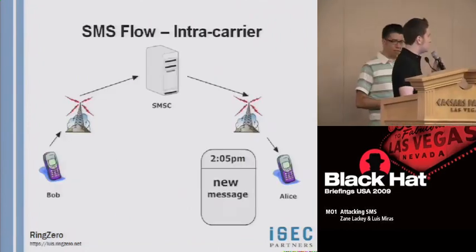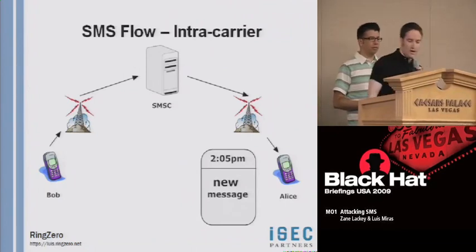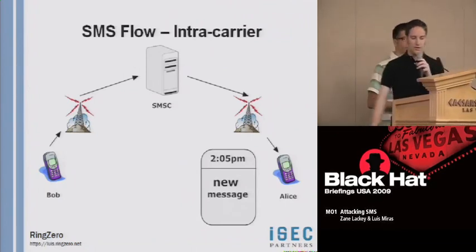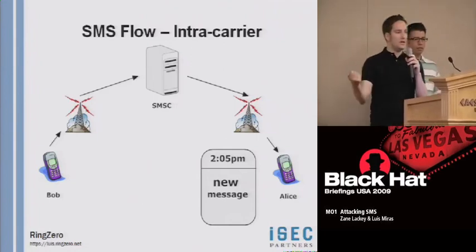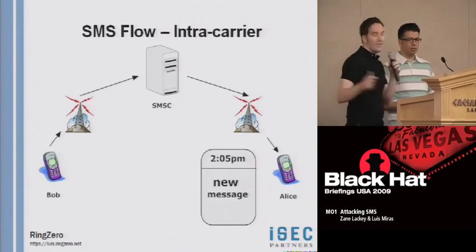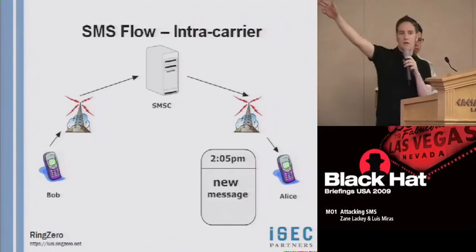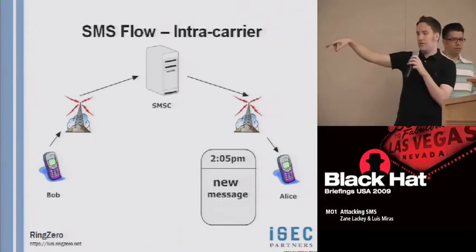It functions pretty straightforwardly from a high-level attacker's perspective. On the left, we have Bob, who's our sender, and on the right, we have Alice, who's our receiver. The message gets crafted on Bob's machine, and he writes it up, and he hits send, and it goes to the carrier's SMS server. The carrier's SMS server is called the SMSC, right up here. And the SMSC routes the message down to Alice.